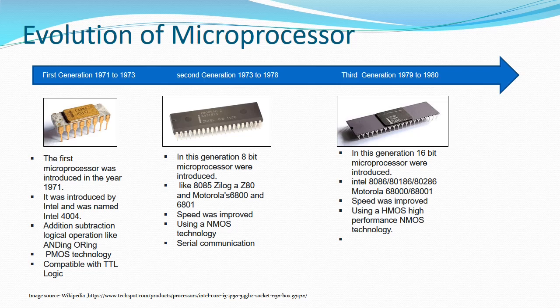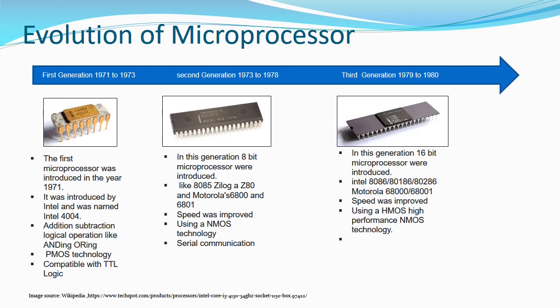The second generation was from 1973 to 1978. This was the time for 8-bit microprocessors. There were many microprocessors in the market, like from Intel the 8085 was introduced, from Motorola the 6800 and 6801 were introduced, and from Zilog the Z80 was introduced. These microprocessors have more speed than the previous one. They were designed using NMOS technology.